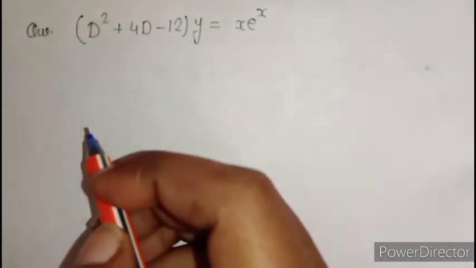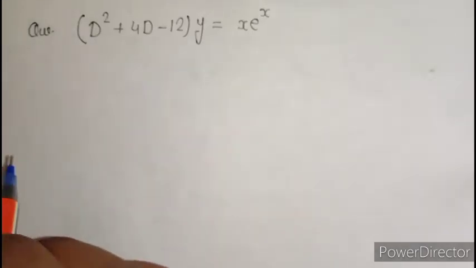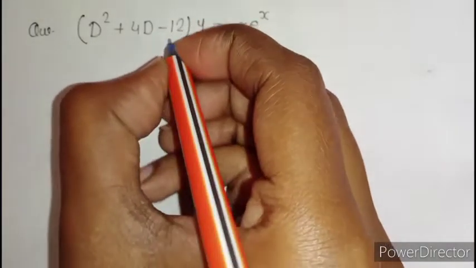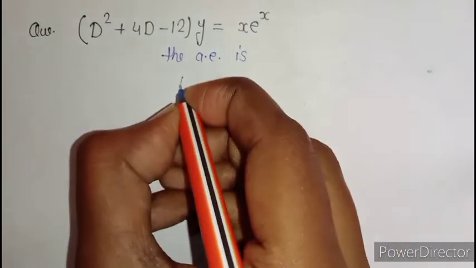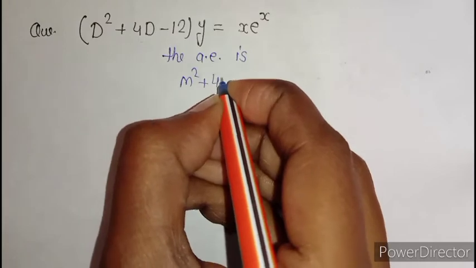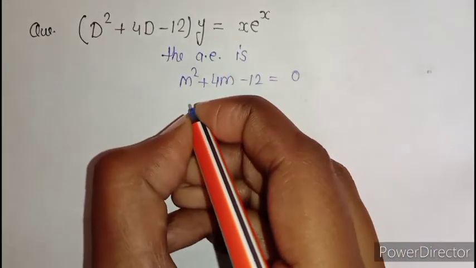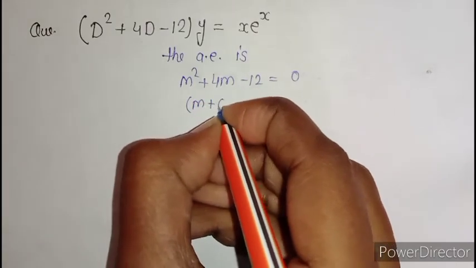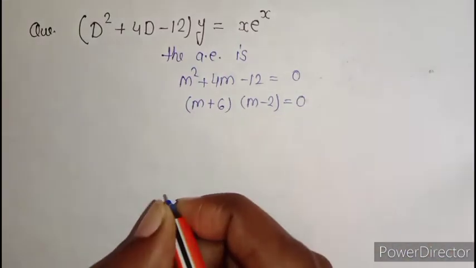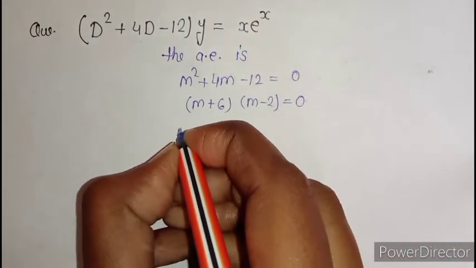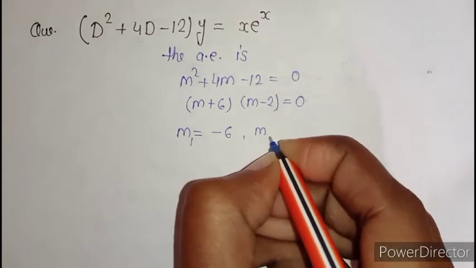So this is our example number 2. In order to find the complete solution for this differential equation, firstly we have to write the auxiliary equation. So the auxiliary equation is m square plus 4m minus 12 is equal to 0. If we factorize it, then we get (m plus 6)(m minus 2) is equal to 0. So we get two roots which are real. First one is minus 6 and second one is 2.